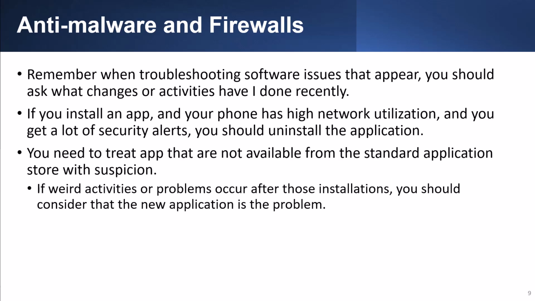Remember, when troubleshooting software issues that appear, you should ask what changes or activities have I done recently. If you install an app and your phone has high network utilization and you get a lot of security alerts, you should uninstall the application. You need to treat apps that are not available from the standard application store with suspicion. If weird activities or problems occur after those installations, you should consider that the new application is the problem.